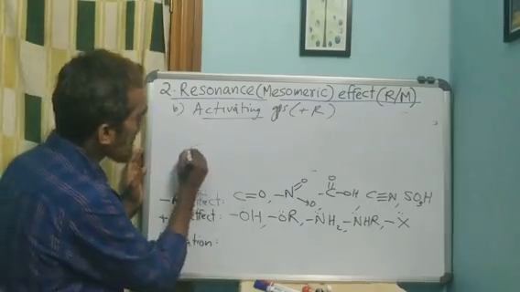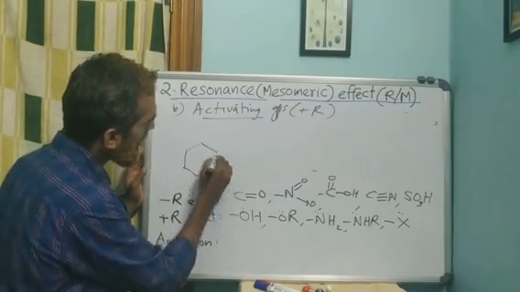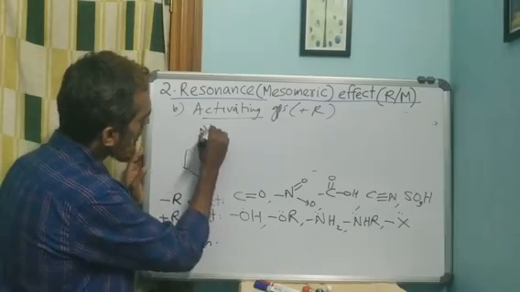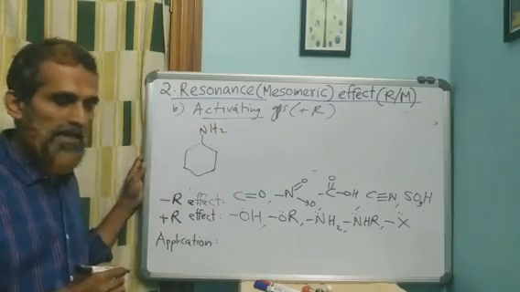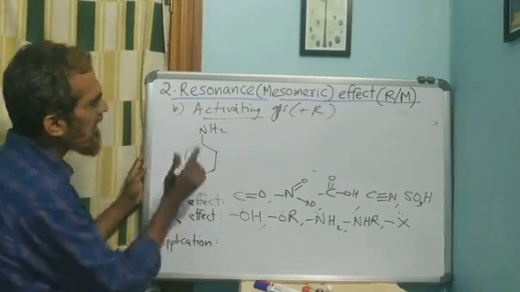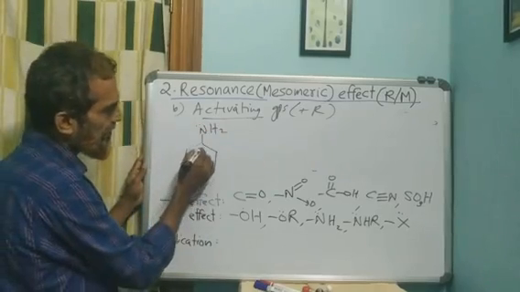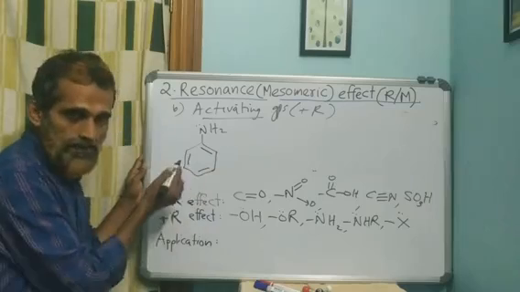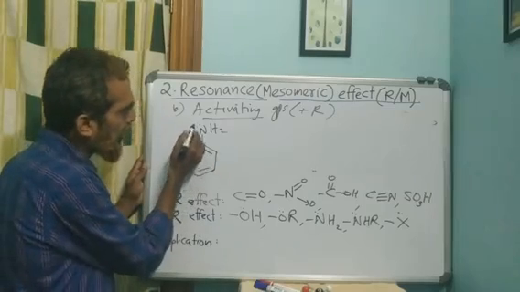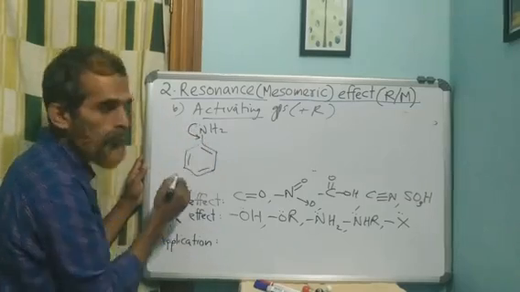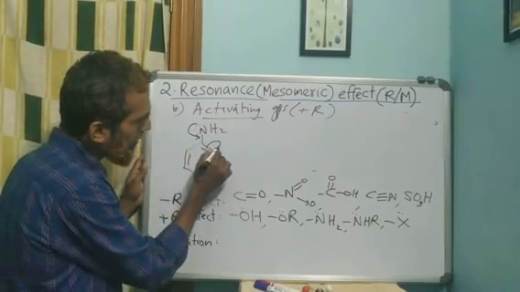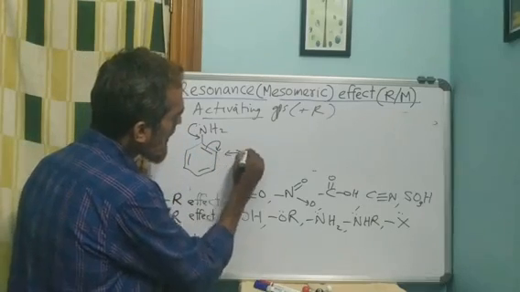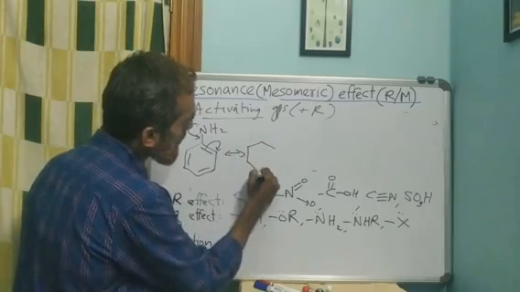Let us take an example. We have here this compound. What is this? Aniline, right? In aniline, nitrogen has a lone pair. Okay. This is also conjugation: double bond, single bond, and lone pair. So the lone pair can now move, get delocalized into the ring. We can draw 5 structures here also.